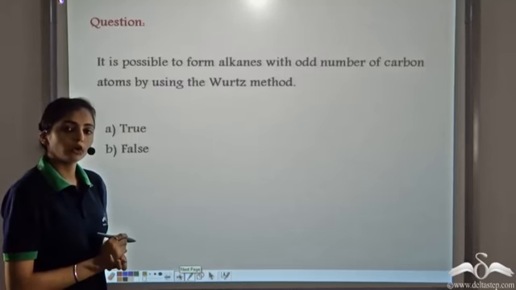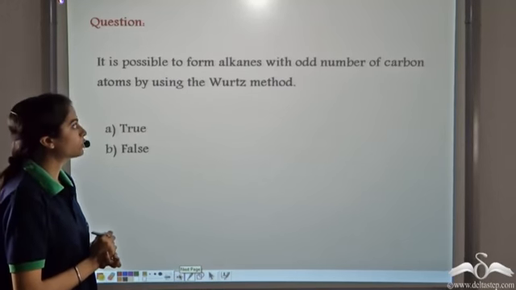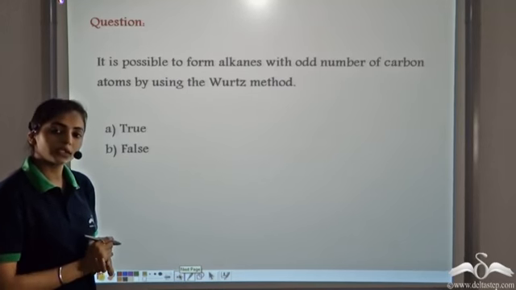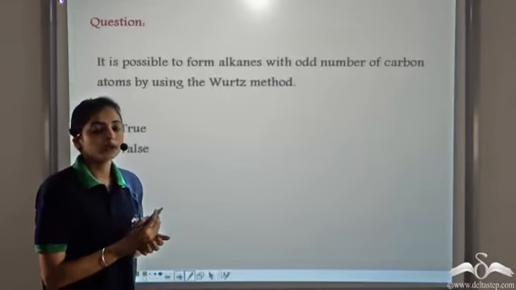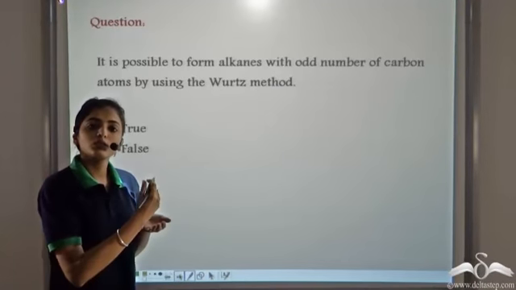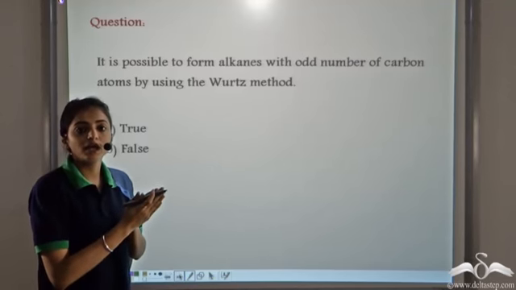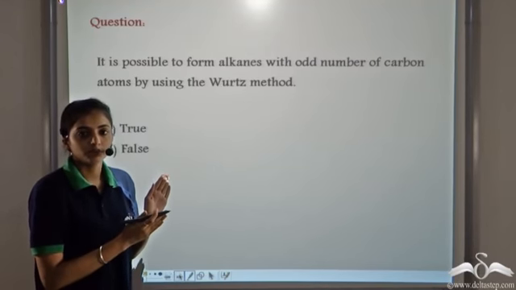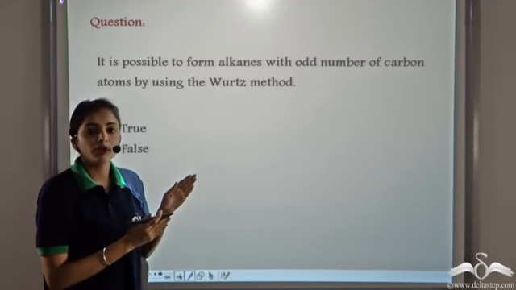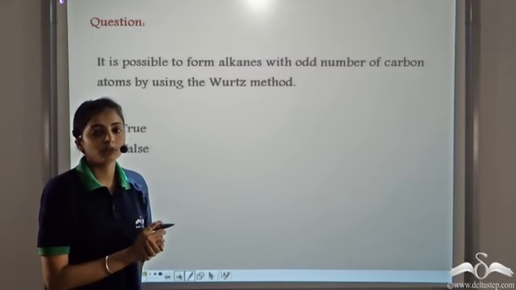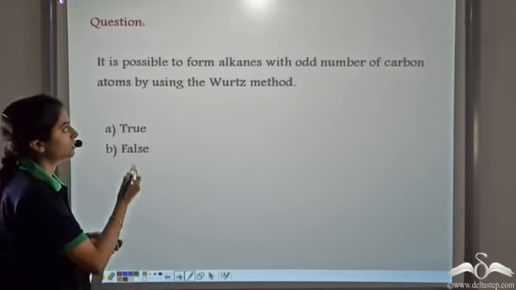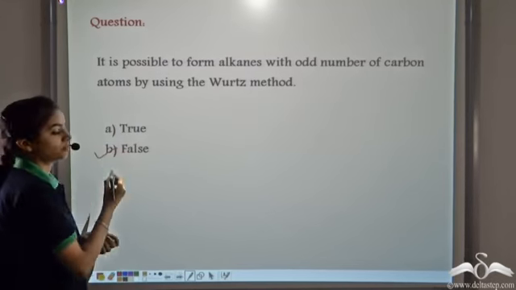Is it possible to form alkanes with odd number of carbon atoms by using the Wood's method? No, it is not possible, because whichever reagent we start with, we always get the number of carbon atoms double the initial number. So it is never possible to form alkanes containing odd number of carbon atoms using the Wood's method. So the statement is false.